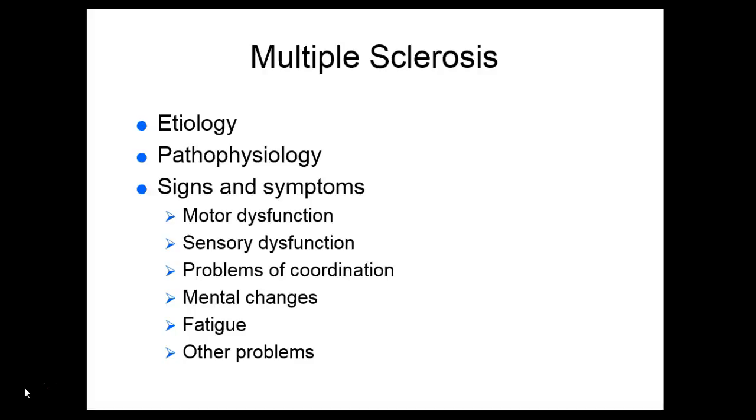Problems of coordination include ataxia or unsteady gait, intention tremors of the limbs and eyes, slurring of the speech, and dysphagia. Mental changes are usually limited to depression and cognitive problems such as impaired judgment, decreased ability to solve problems, and memory loss. Fatigue is a characteristic of MS as well and is often worsened by heat.